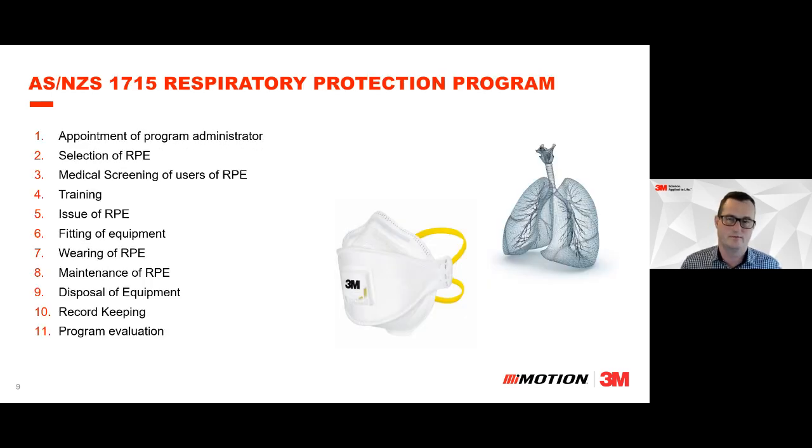So just from a respiratory protection program point of view, there are lots of different elements that make up an RPP, and selection is certainly part of that overall program, but it shouldn't just be a case of, hey, I've gone to the Motion website, I've found a respirator that's there and that looks fine, I'm just going to purchase it and give it to my worker and that's it. That should not be the situation at all.